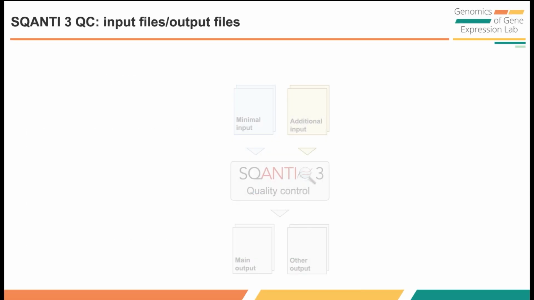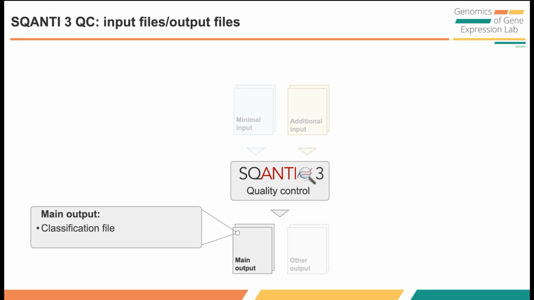Now, let's introduce the SQANTI3 output files. As a result of running SQANTI3 QC, the tool will create a series of output files in the specified directory. Given that SQANTI3 also runs several other tools internally, a series of subfolders will also appear in the output directory. The SQANTI3 output has 2 main categories. The first one is the main output.